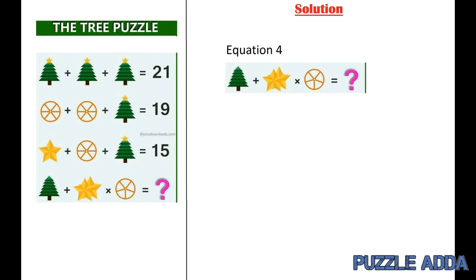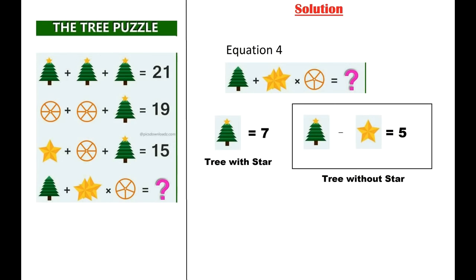So the equation says a tree without star plus 2 stars into circle inside 5 lines. Following the order of operations, we will first consider the multiplication symbol, then we consider addition. So with the value of a star from equation 3, 2 stars is equal to 4. Now circle with 5 lines is equal to 5, as the circle in equation 2 is equal to 6, which has 6 lines. So now a tree with star is equal to 7, but a tree without star is equal to 5.